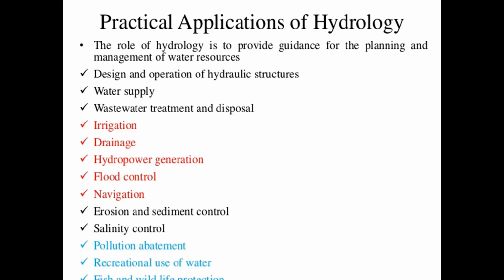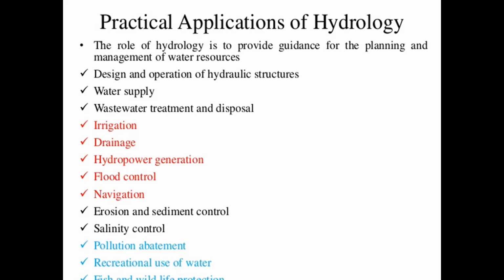These are erosion and sediment control, salinity control. These are the main principles of hydrology, gathering pollution containment. Containment means control, pollution control: how to control the pollution, recreational use of water. That means how to use the water recreationally, and next erosion and sediment control.